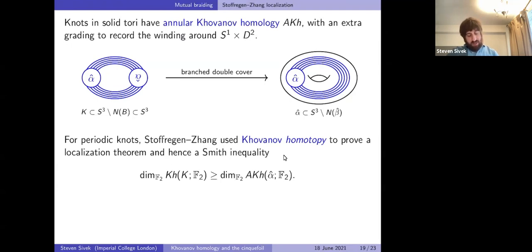And this is the place where we really need to use mod 2 coefficients, because Smith theory says that if you have a mod P action, you'd better work with mod P coefficients.